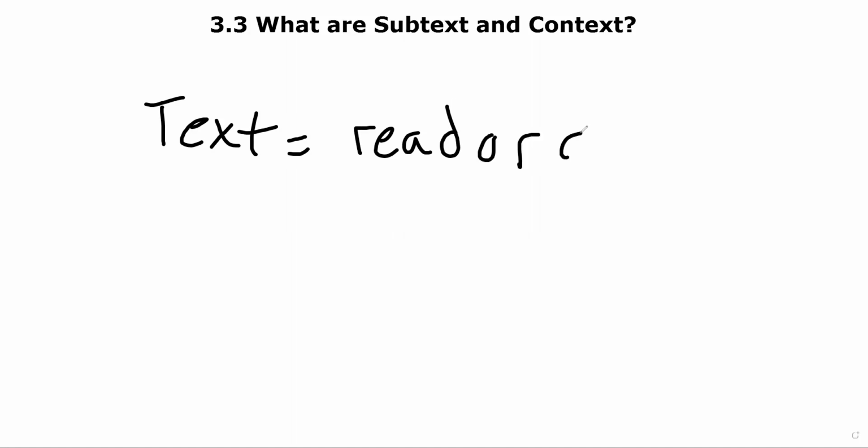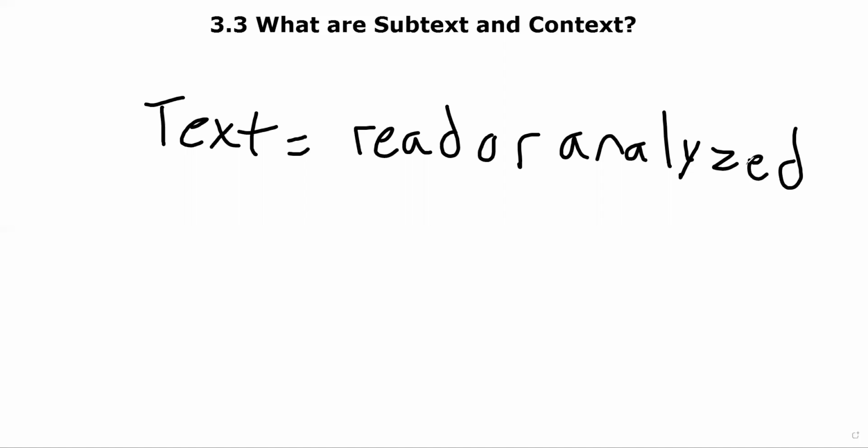We understand that this is typically a book or a short story or poem, something written, but it can be visual. We can have visual text such as paintings, photographs, even architecture, the stage design at a concert, for example. All of these are examples of visual texts. Even people can be thought of as texts. Think about the way a person dresses or behaves, even body language.